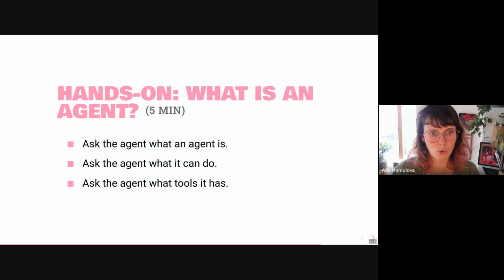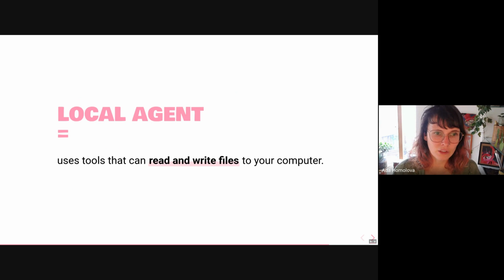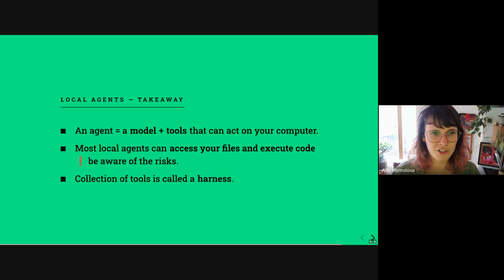Okay, so what is an agent? It is basically a model with the ability to execute tools. That's what makes it agentic, because it can act. It can do something. And the local agent, in addition to everything, can also read and write files on your computer. That's basically it. So an agent is a model and tools that can act on your own computer. Beware that local agents can access your files and execute code on your computer.